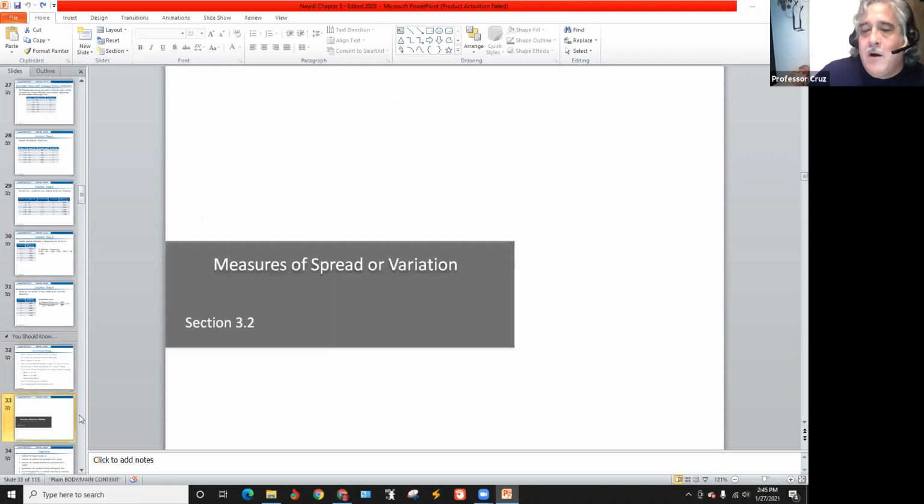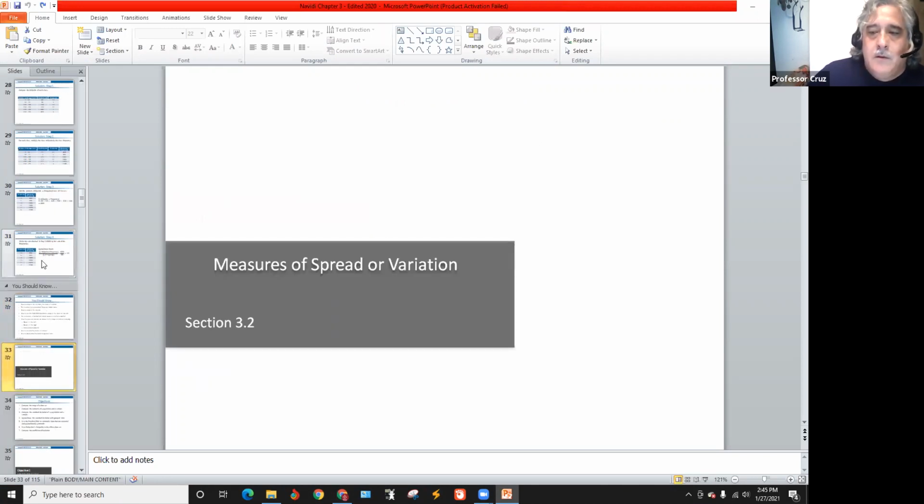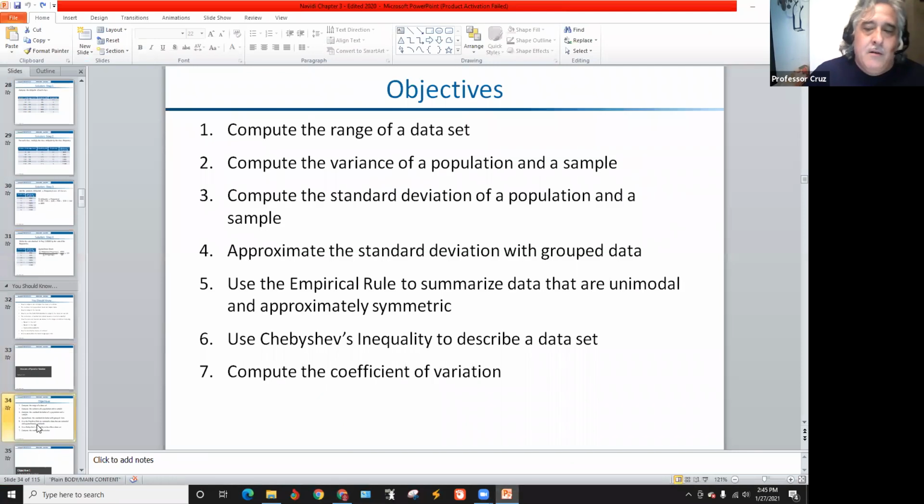All right, so measures of variation now. This is the second part.